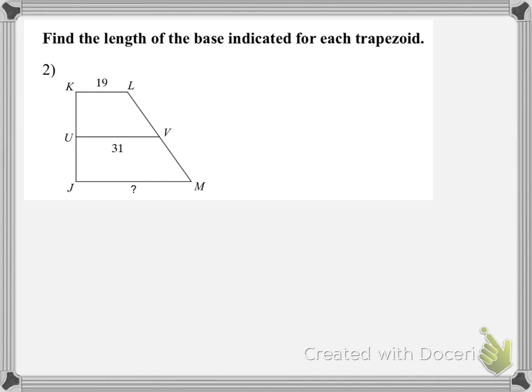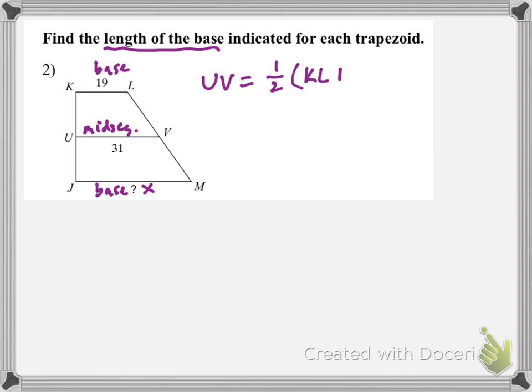All right, now, this says find the length of the base. So this time, there's X. So here's my base, and my midsegment. So UV equals 1/2 times KL, that's one base, plus JM is the other base. Well, let's plug in what we know. UV is 31. KL is 19 plus X, because that's what JM is. I don't know. That's the variable.